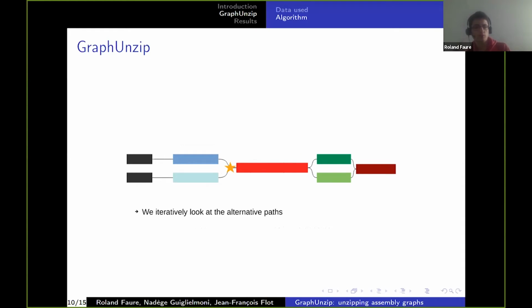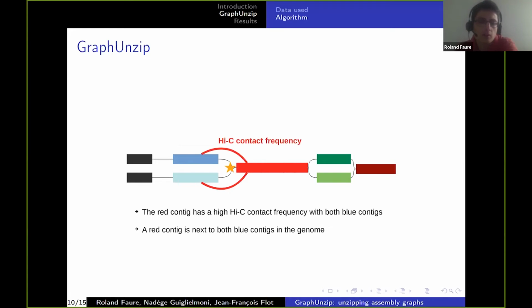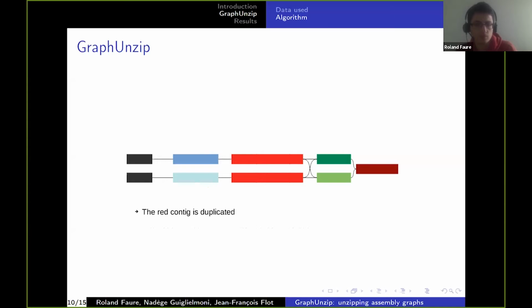GraphUnzip then moves on to the next alternative path, here once again represented by the orange star, and looks at the Hi-C contact frequency between what's left and what's right of the star. So the red contig has high Hi-C contact frequency with both dark blue and light blue contigs. So we can guess that the red contig is next to both blue contigs, and we duplicate the red contig.